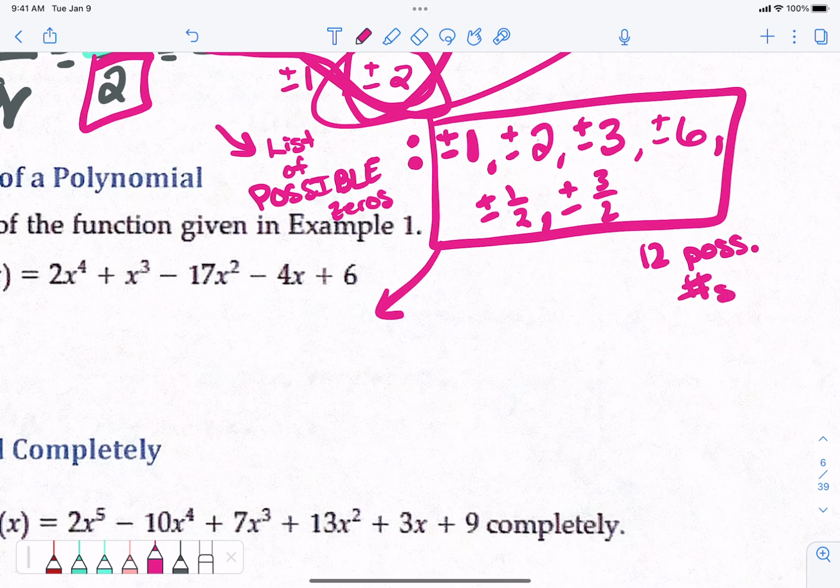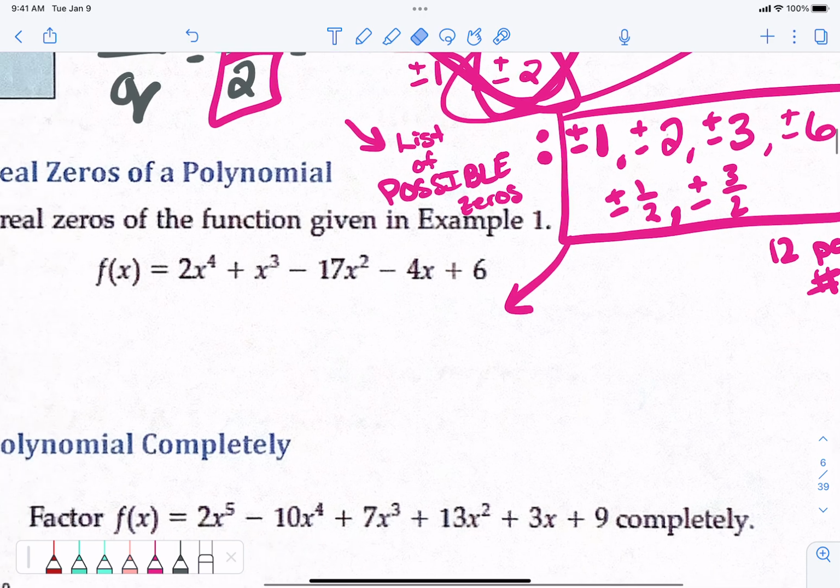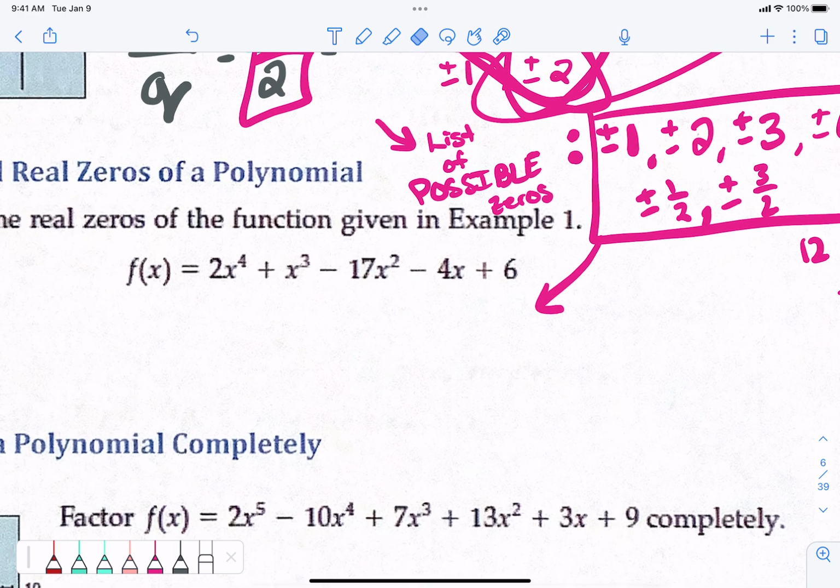Okay? If these numbers are in fact zeros, let's talk about the number 1. If I'm trying to figure out if x equals 1 is a 0, that was in my list. That's the first number in my list. Is x equals 1 a 0? How do I figure out whether x equals 1 is a 0? Plug it in, and what does it need to come out to be?